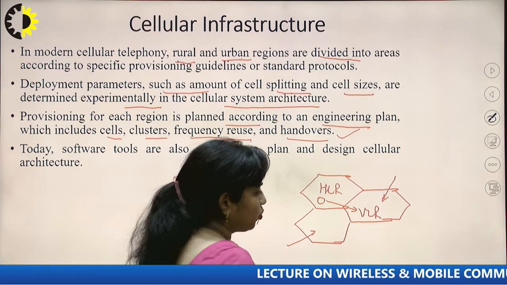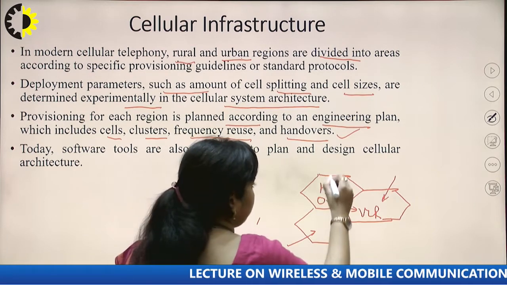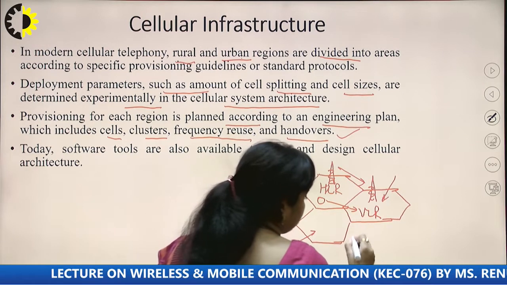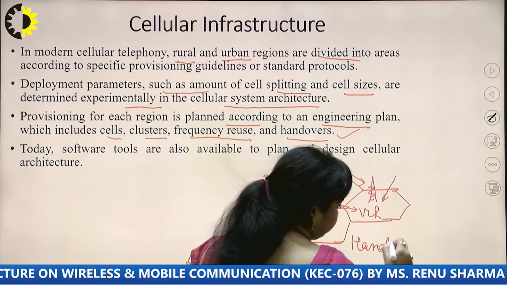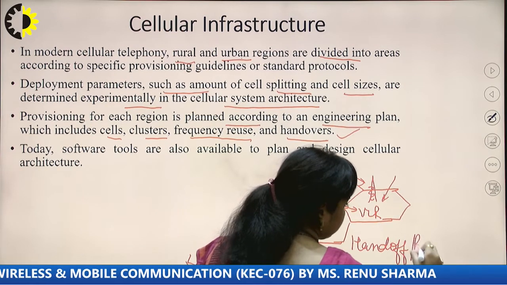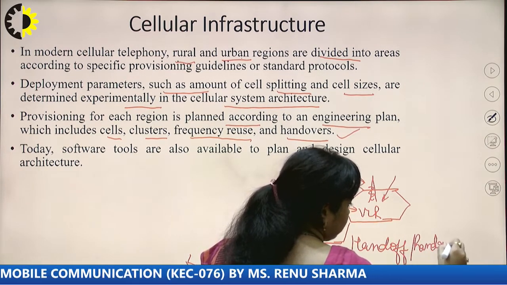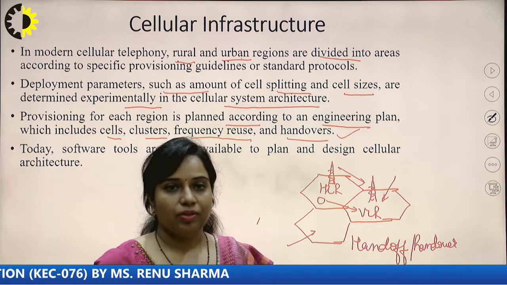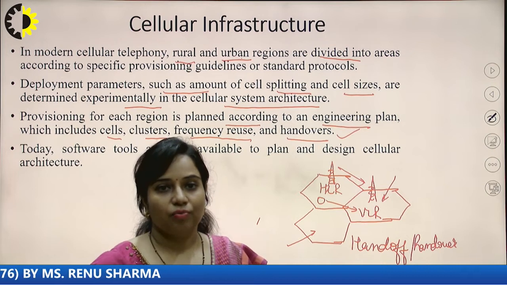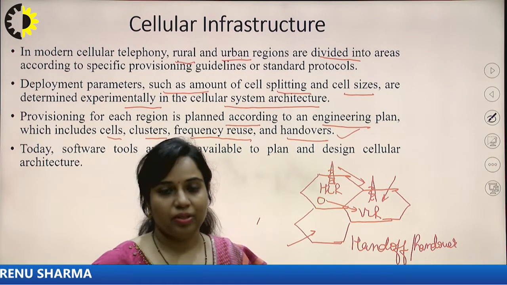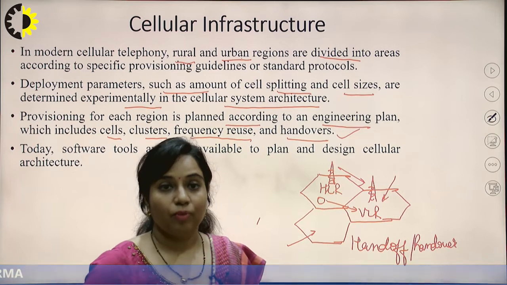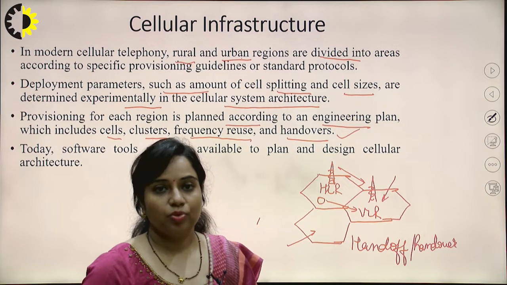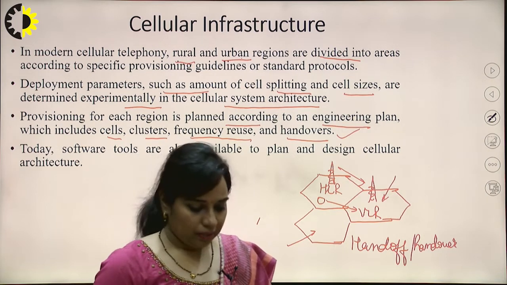Whatever control signal or voice signal is associated with this base station has to be transferred to the other base station. That is known as handoff or handover. Whenever a mobile phone is moving from one cell to another cell, the transfer of control signals and voice signals is accomplished from the parent base station to the visiting base station. That procedure is known as handoff. We will discuss it in the slide also.